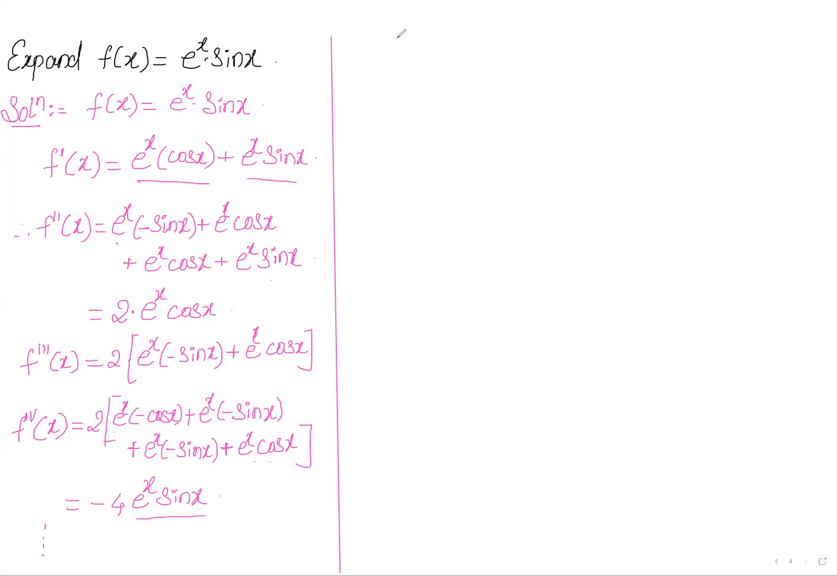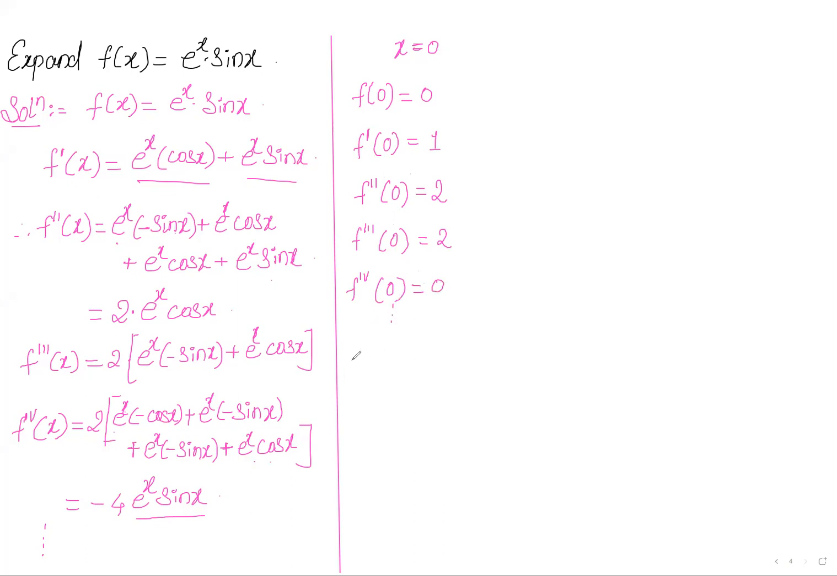Now tell me, by keeping x is equal to 0 in given function and its derivatives: f of 0 is equal to 0. First derivative at 0 is 1. Second derivative at 0 is 2. Third derivative at 0, again it is 2. Fourth derivative is equal to minus 2 into 0, equal to 0, and so on.